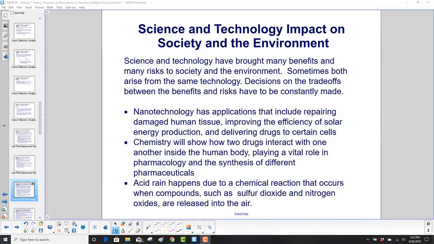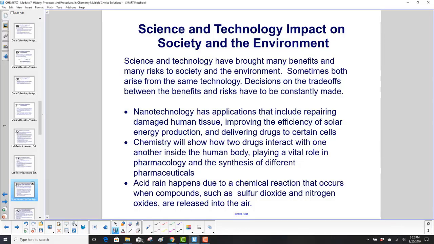Science and technology have brought many benefits and certainly many risks to society and the environment. Sometimes both arise from the same technology. For example, quickly, the automobile. Very handy in getting people to go different places. And on the other hand, many people have been injured and died in auto accidents. So decisions on the trade-offs between the benefits and risks of all technology and science have to be constantly made.